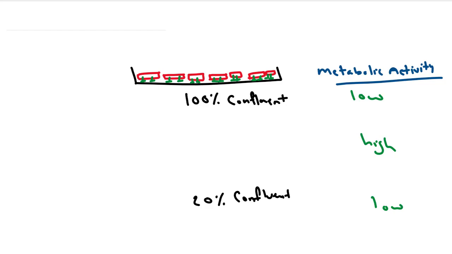25% is fine. You're still going to be sort of in the high range. Below 20%, meaning that you put so few cells in, the amount of metabolic activity is going to be low. The cells like to be around other cells, at least have other cells close by to them, typically.